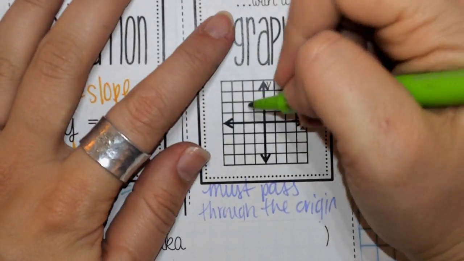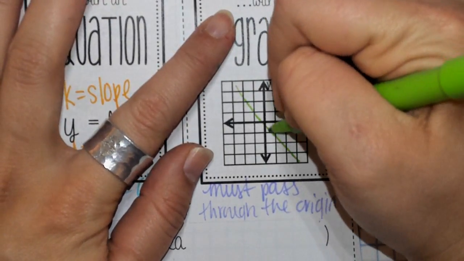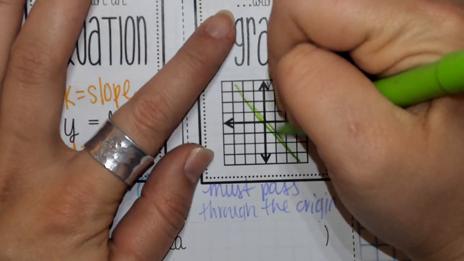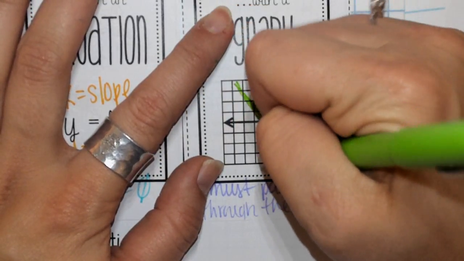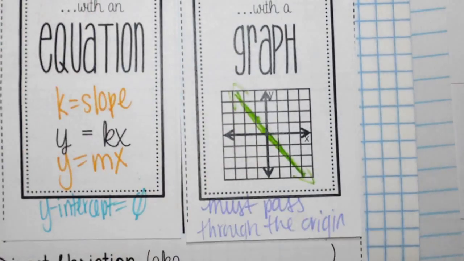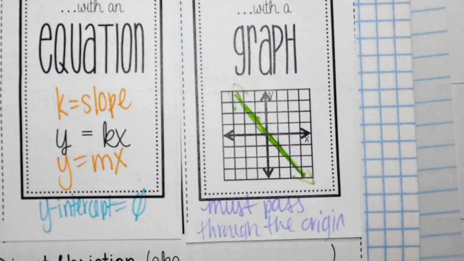So an example of that would be this line. My green's trying to go out. Because it passes through the origin and it's a line. Remember, it has to be a straight line. It can't be crooked.